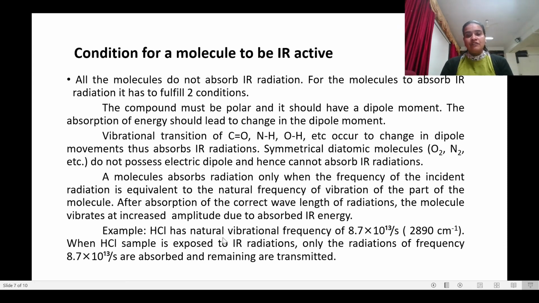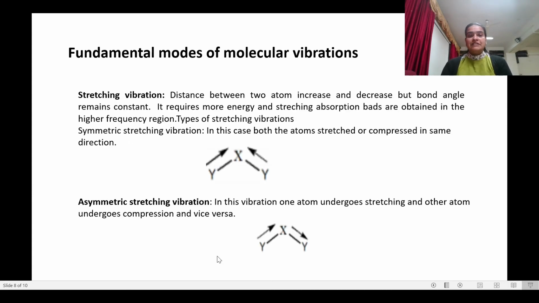HCl has a natural vibrational frequency of 8.7 × 10^13 per second. When an HCl sample is exposed to IR radiation, only the radiation of frequency 8.7 × 10^13 per second is absorbed and the remaining is transmitted.